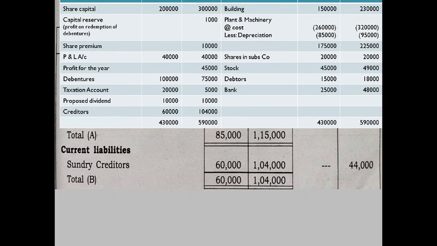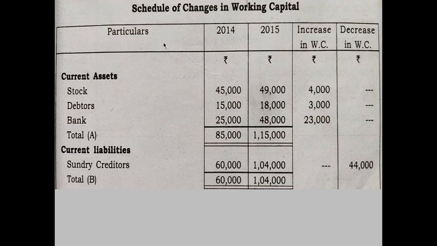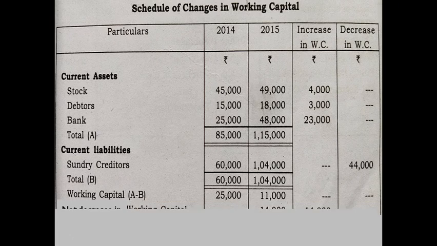Sorry for the correction. After taking the total, you need to take the difference between the total of current assets and current liabilities. By taking the difference of this total with this total, you will get working capital. In this case 25,000 and 11,000, and then you need to take the balancing of this figure. You can see that there is a net decrease in working capital. Previously there was a slight correction.